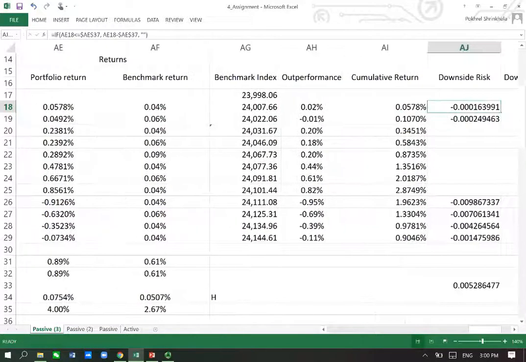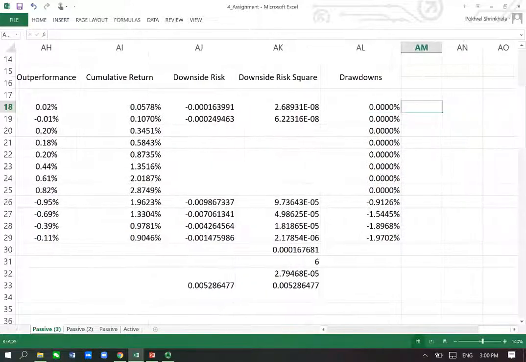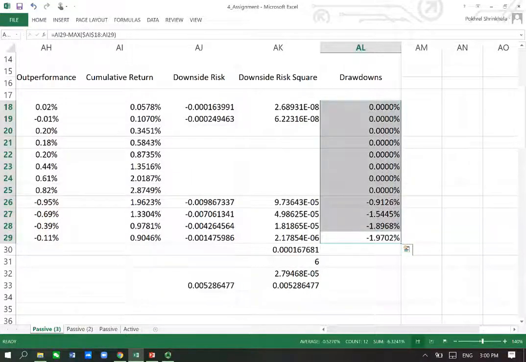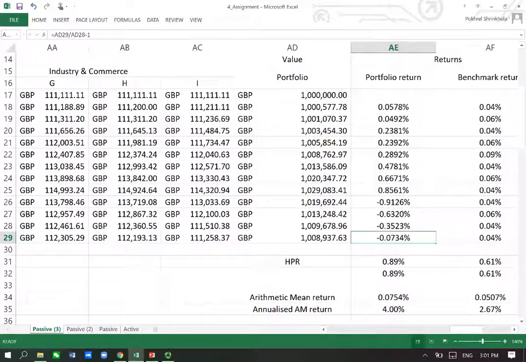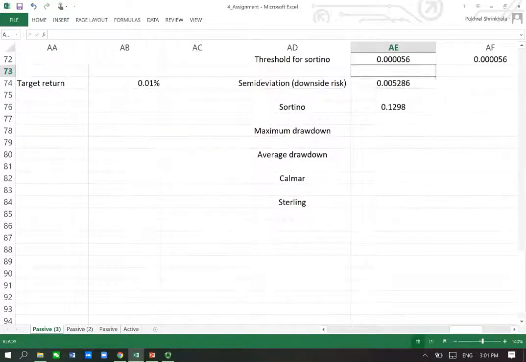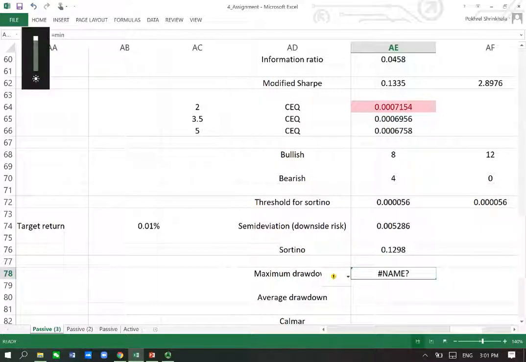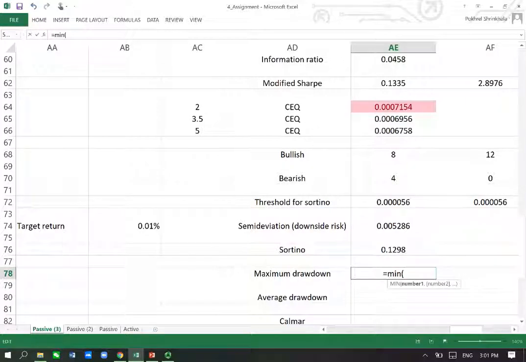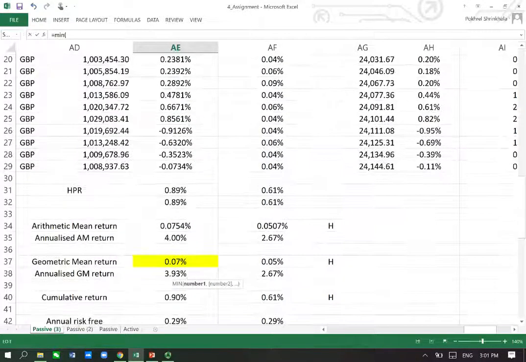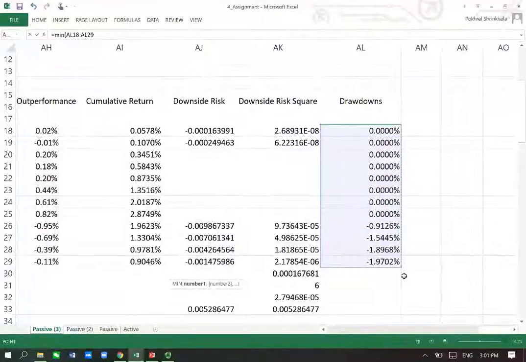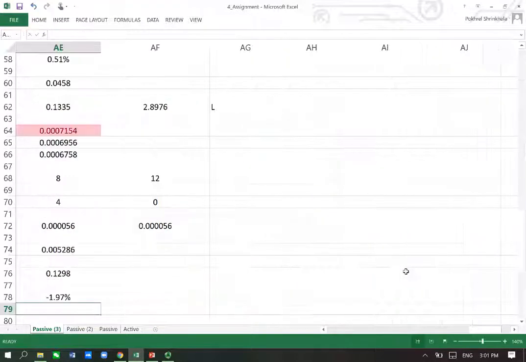So drawdown basically records the dip before the jump, before the next highest jump. So we've got all these drawdowns. Now we need to find out the maximum drawdown, which is the minimum of all of them. So it is in column AL, 18 to 29. So over here now, when we go to our place where we have indicated maximum drawdown, what we need to do is equal min of, minimum of all of these, which is going to be minimum of all of the drawdowns, which is here somewhere, all of these. So I think that it's going to be minus 1.97 because it appears the highest. So that's what we get.